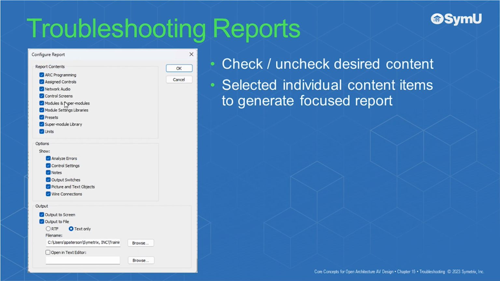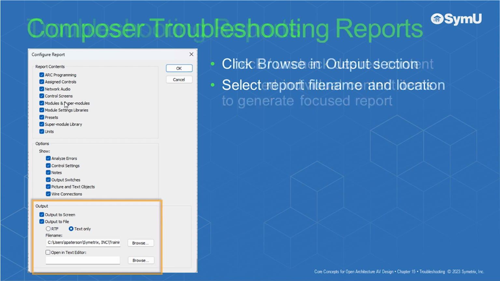Having every box checked will provide the most detailed report. Selecting individual content will generate a more focused report containing only the selected content. Click Browse in the Output section. Then select the file name and location to save the report. In this example, the file name will be Room Combine Report v1.txt and will be saved on the desktop.